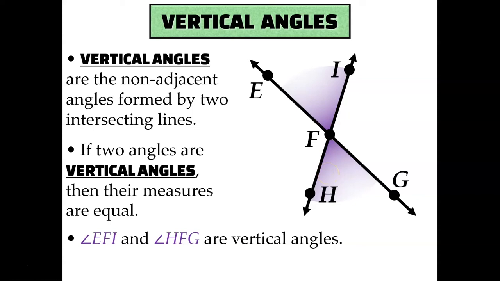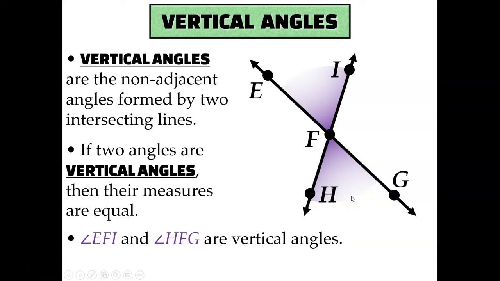Remember, non-adjacent means that they can't share a side. All they share is a vertex. Vertical angles are cool because their angle measures are equal to each other. So whatever the measure of angle EFI is, the measure of angle HFG would be the same thing.